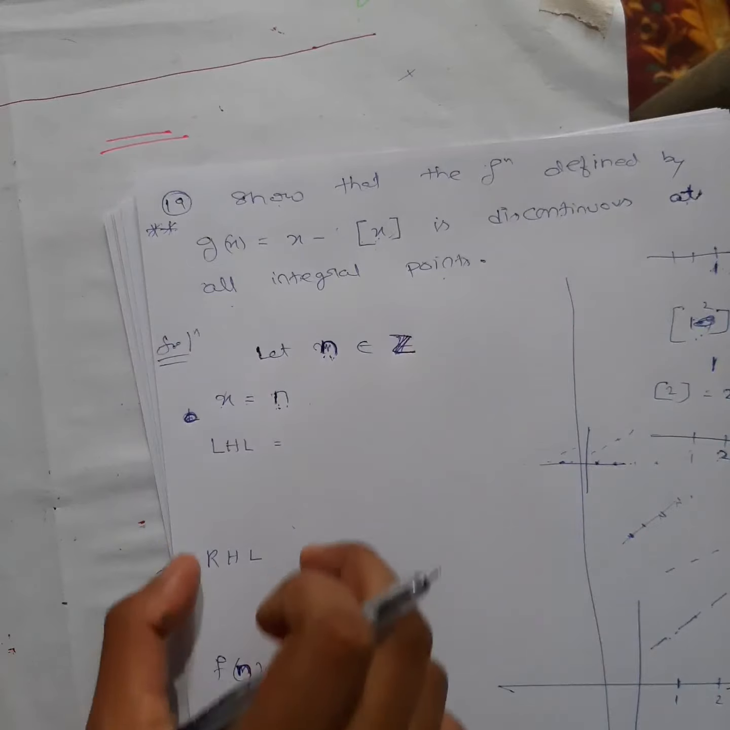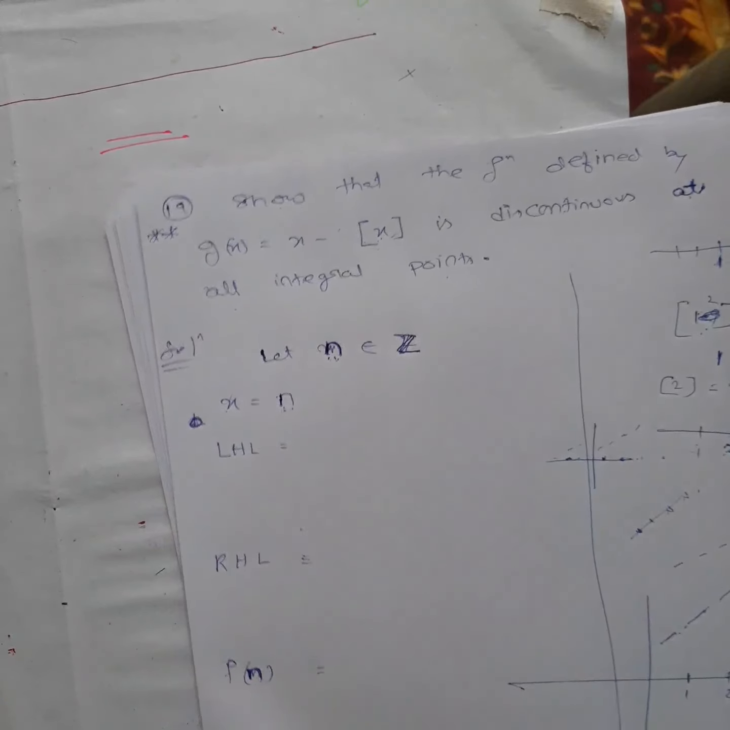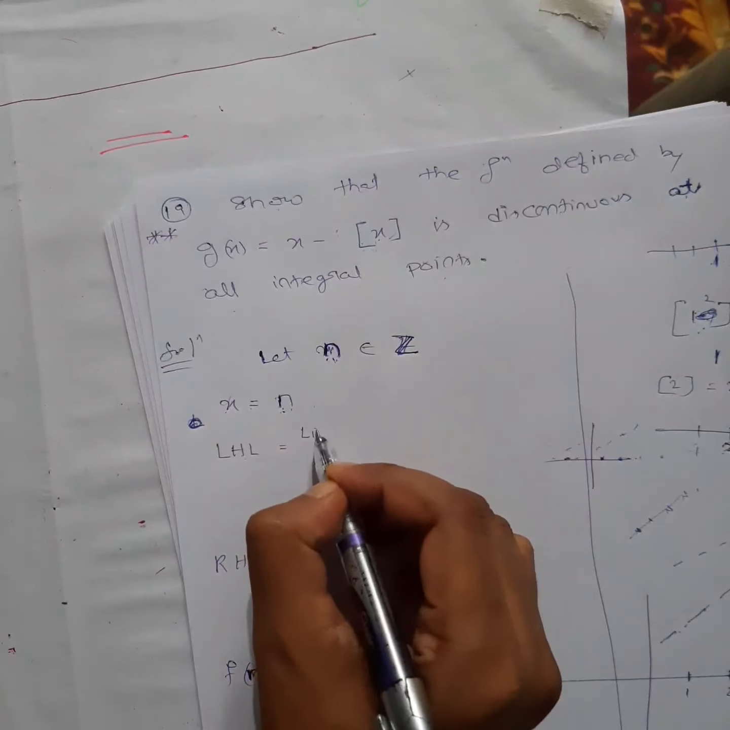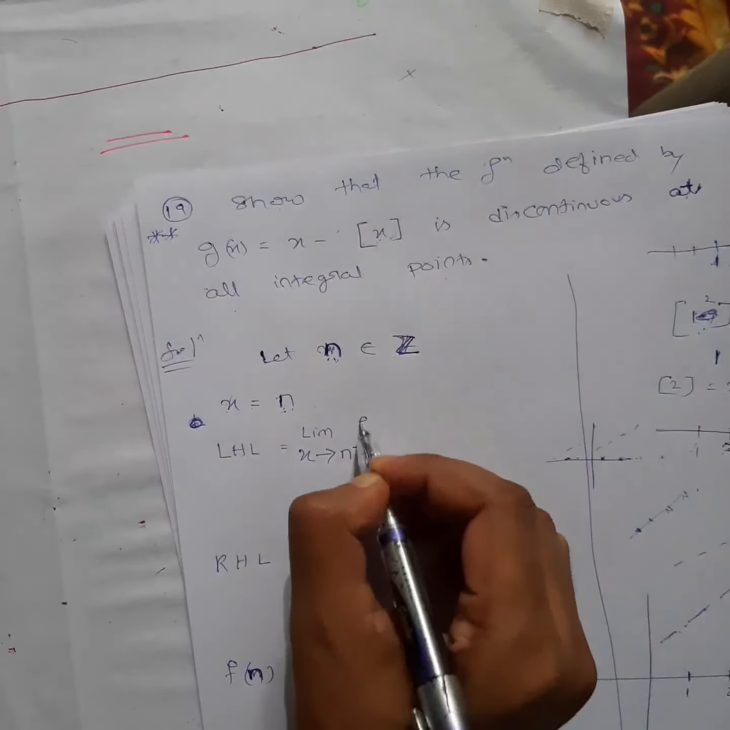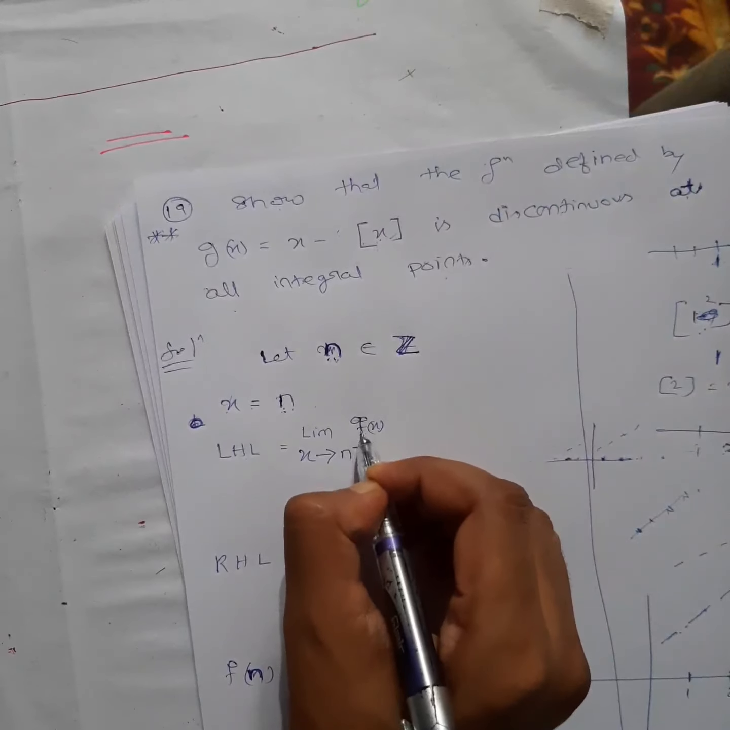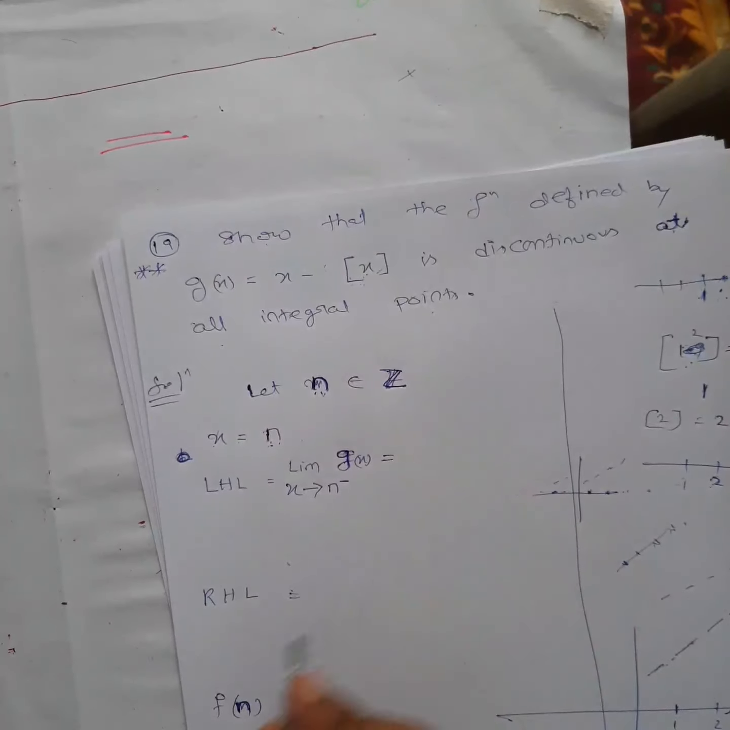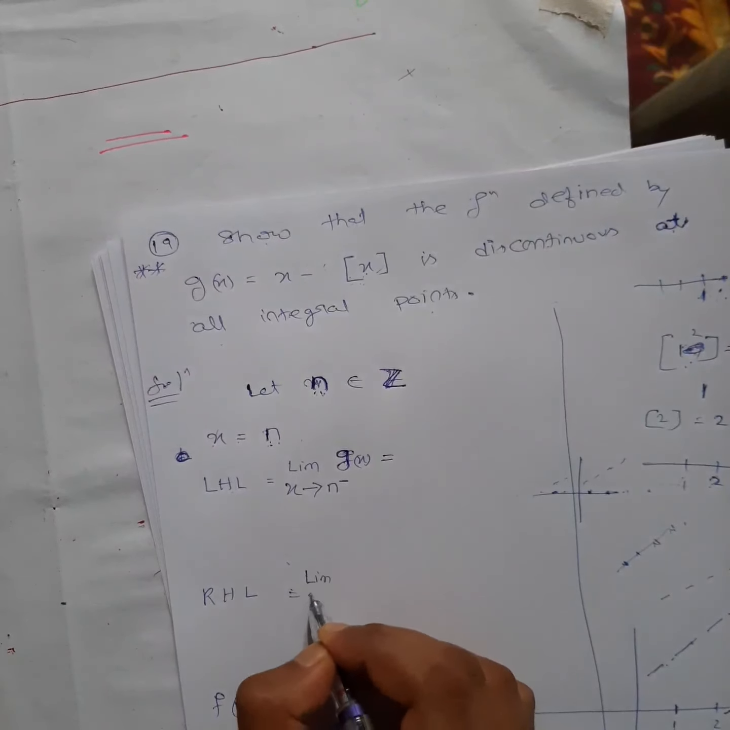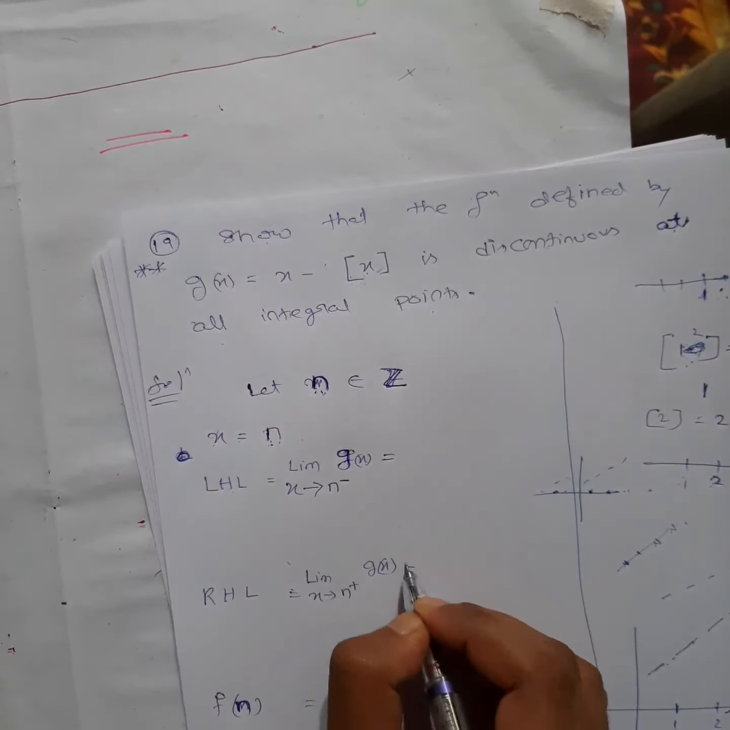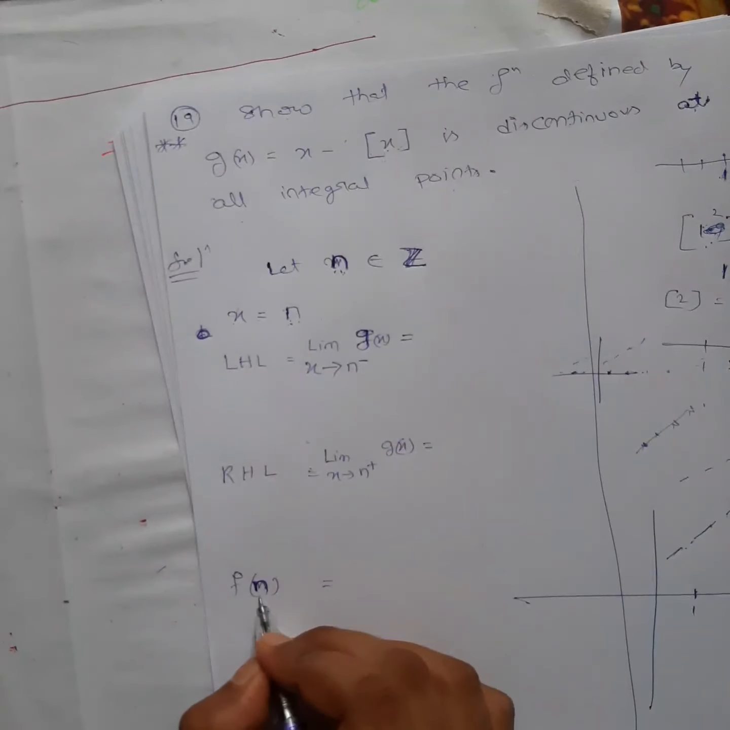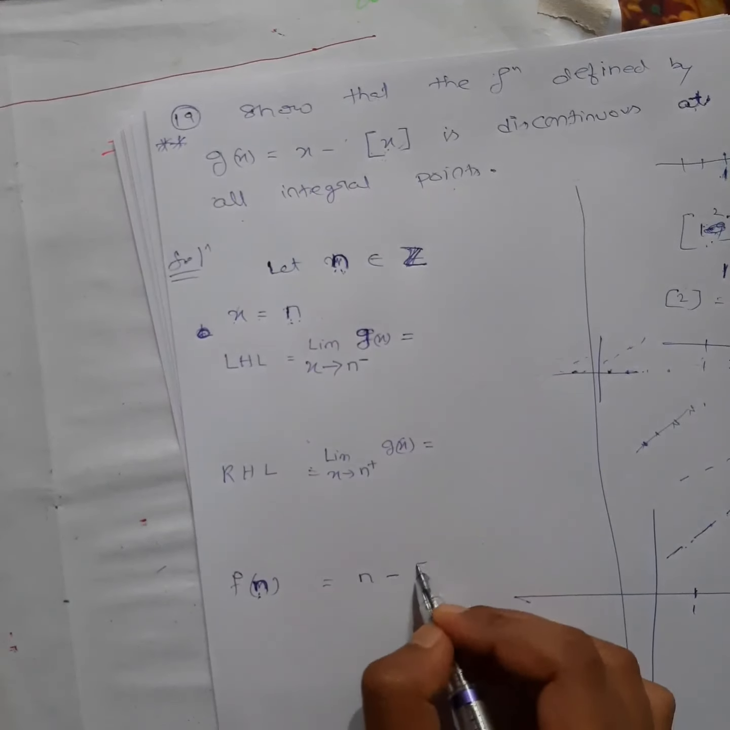Now you have to be very careful when you find the left hand limit, the right hand limit, and f of n. See here, the left hand limit: what was the definition? Limit x tends to n minus of g of x. Not f of x, sorry, g of x, since this time the function is defined by g. The right hand limit, you will write limit x tends to n plus of g of x. See carefully, for g of n, in place of x we take n, so it will be n minus [n].